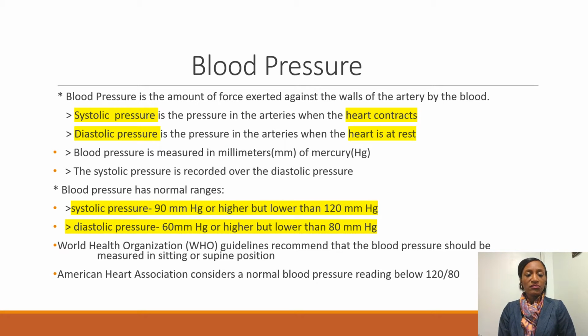Blood pressure has normal ranges. The systolic normal range is 90 or higher, but lower than 120 millimeters of mercury. And the diastolic pressure normal range is 60 or higher, but lower than 80. The World Health Organization guidelines recommend that the blood pressure should be measured in the sitting or supine position. And the American Heart Association considers normal blood pressure reading to be below 120/80. So 120, like I said, would be the systolic pressure, and 80 would be the diastolic pressure.